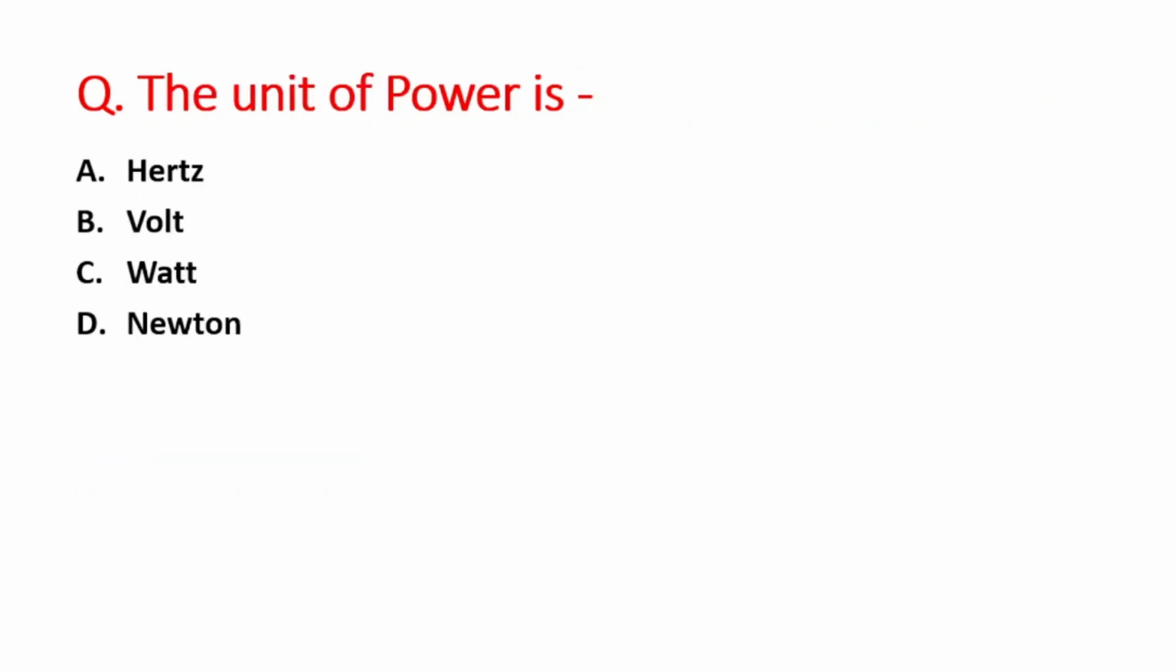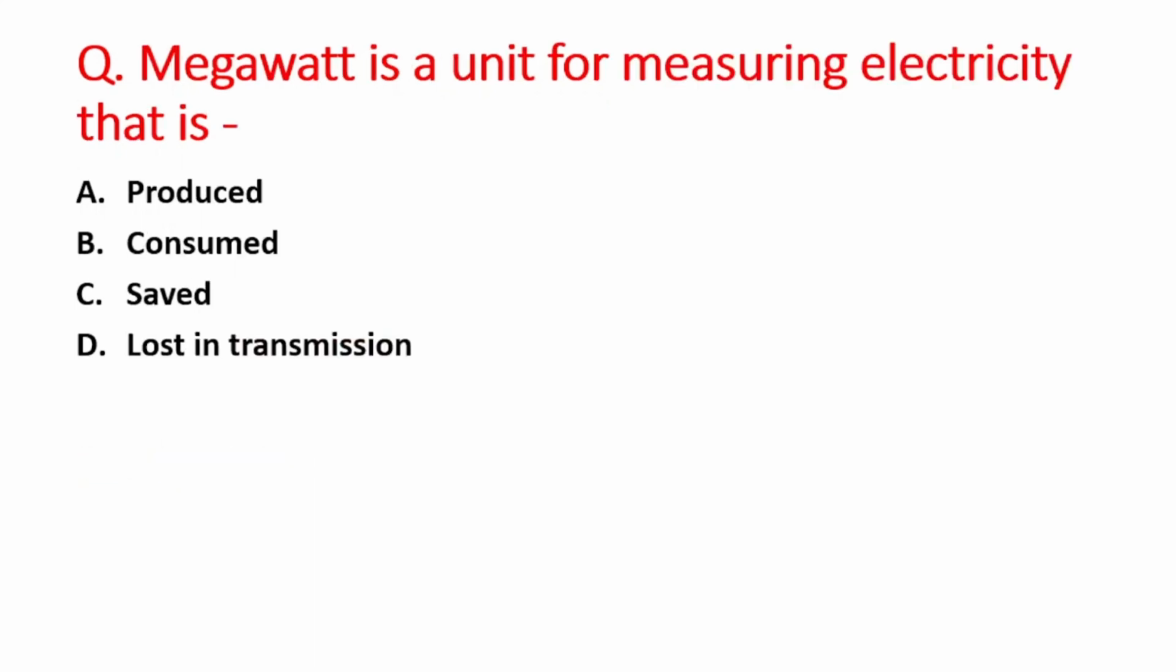Next question is: the unit of power is? A option is hertz, B is volt, C option is watt and D option is Newton. So the right answer is option C, that is watt. Next question is: megawatt is a unit for measuring electricity that is? A option is produced, B is consumed, C option is saved and D option is lost in transmission. The right answer is option A, that is produced.